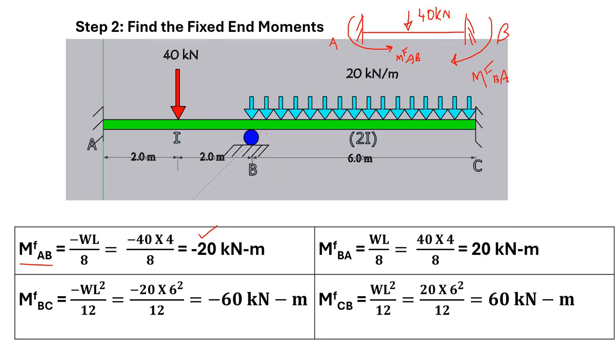Then you take this span BC, and BC is restrained like this. You are restraining the span BC and evaluating the fixed end moment due to the UDL which is applied here. Because of that you will get minus WL square by 12 and plus WL square by 12, that is minus 60, and here it is plus 60.